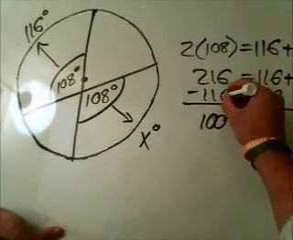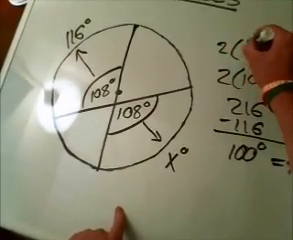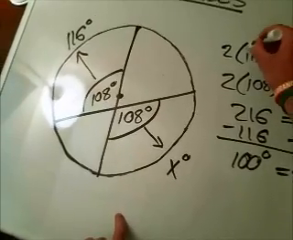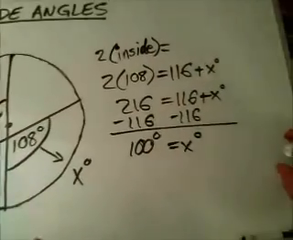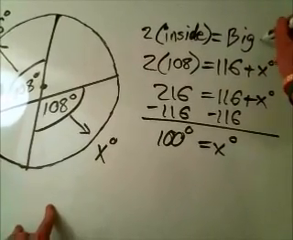But it was all by looking at that original relationship. Two of my inside angles will give me the exact same measure as taking the big arc and adding it to my little one.